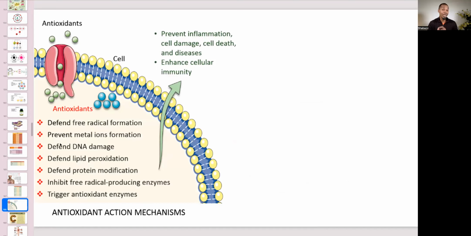And remember, we're going to look at that word ions at another time, especially when it comes to radiation, ionizing and non-ionizing, because the number one question is, do cell phones give off any type of radiation? That's coming up. Look at this, defend lipid peroxidation.